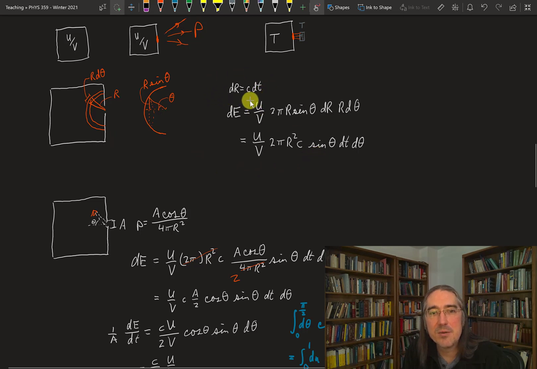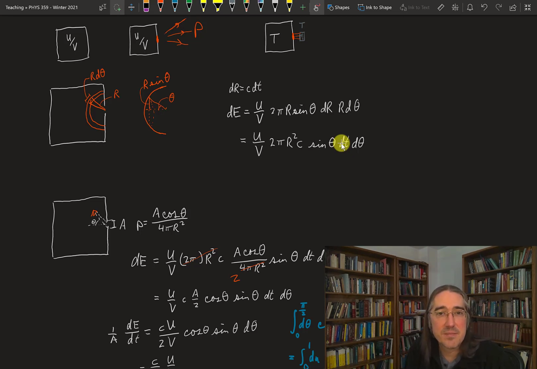And I'm going to use this: dr is c dt. In other words, I picked this shell because I want to know how many photons arrive in a given infinitesimal time period. And that number of photons will be, well, the width dr divided by the speed of light. That's how many photons fit in there. So I'm just going to change the dr into a c times dt. Okay, so that's how much energy is in this spherical shell.